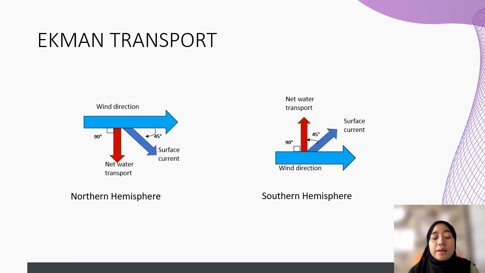Then Ekman transport is the result of the Ekman spiral. Add up together the magnitude and the direction of the spiraling, we will get the net water transport 90 degree to the right from the wind direction in the northern hemisphere, and we will get 90 degree to the left from the wind direction in the southern hemisphere.